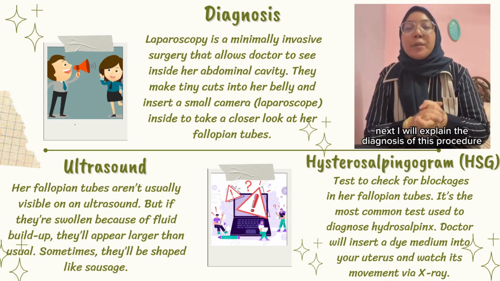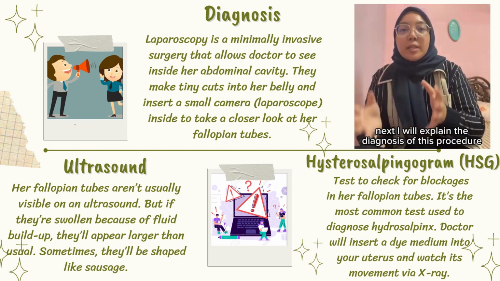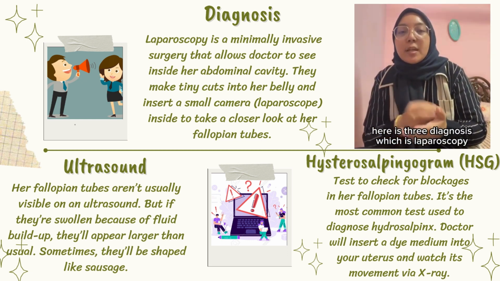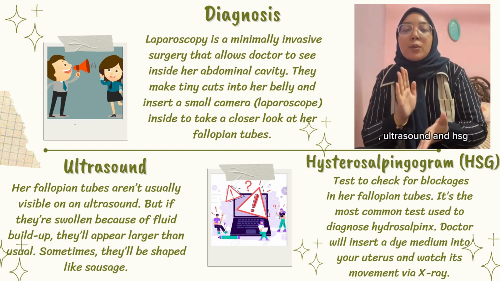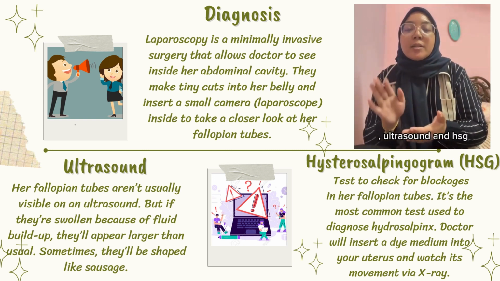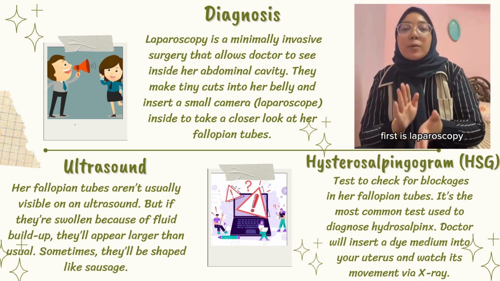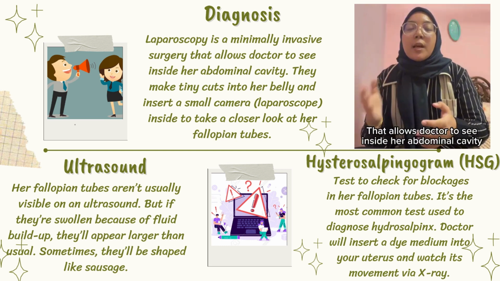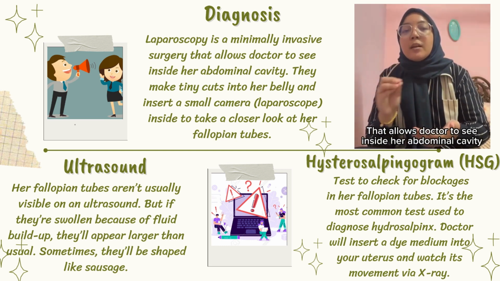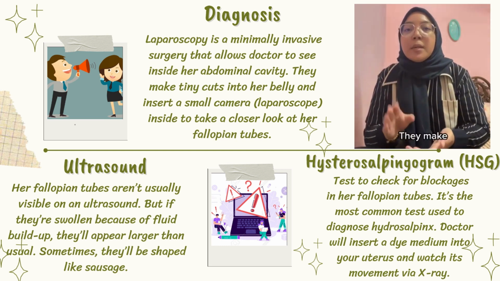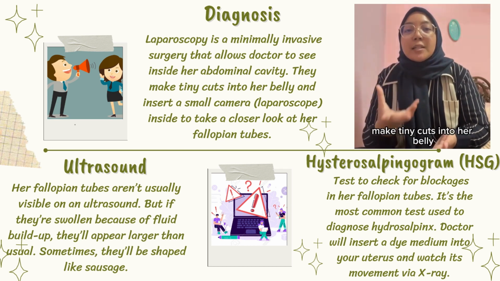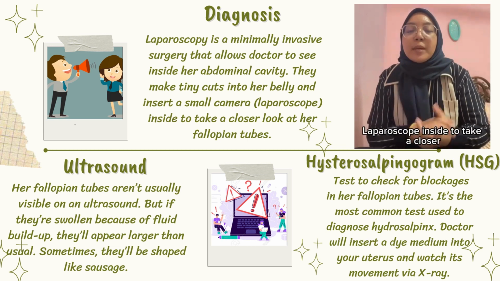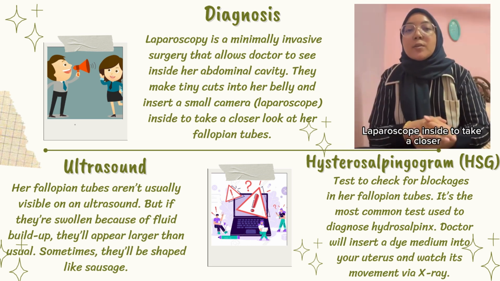Next, I will explain the diagnosis of this procedure. Here are three diagnoses, which are laparoscopy, ultrasound, and HSG. First is laparoscopy. Laparoscopy is a minimally invasive surgery that allows the doctor to see inside her abdominal cavity. They make tiny cuts into her belly and insert a small camera, a laparoscope, inside to take a closer look at her fallopian tubes.